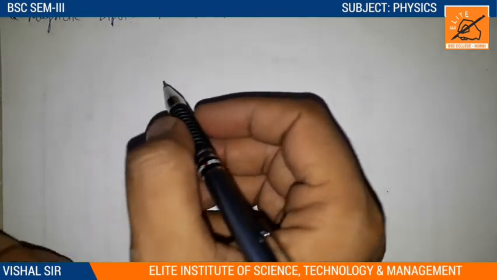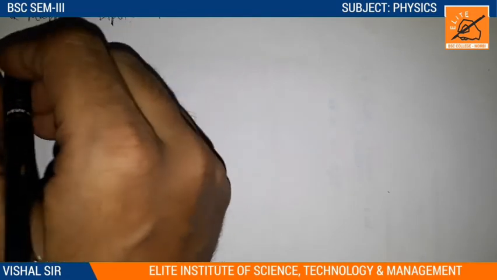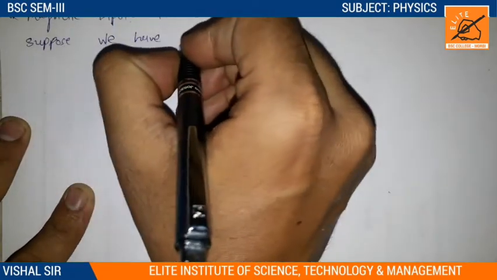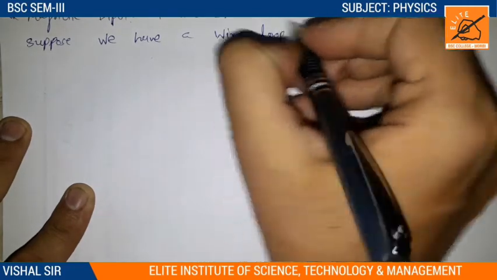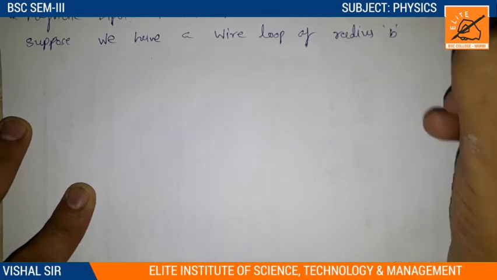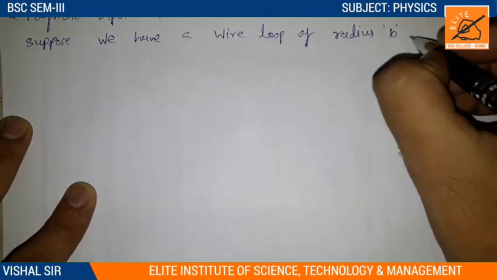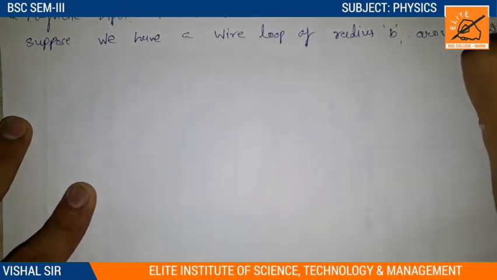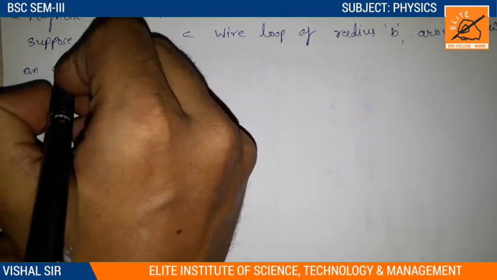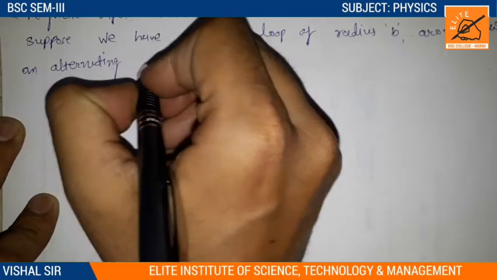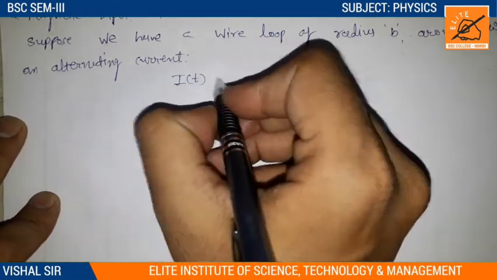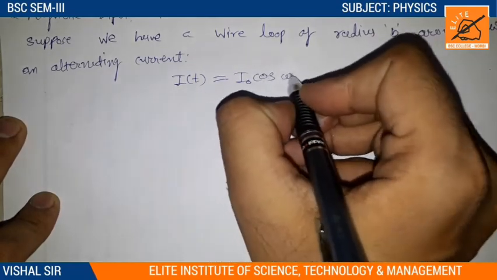So for that, suppose we have a wire loop of radius b, around which we drive an alternating current, and that current is defined as I of t is equal to I0 cos omega t.